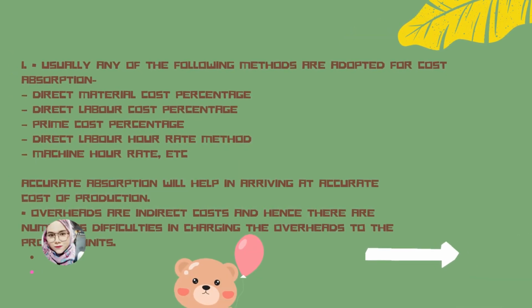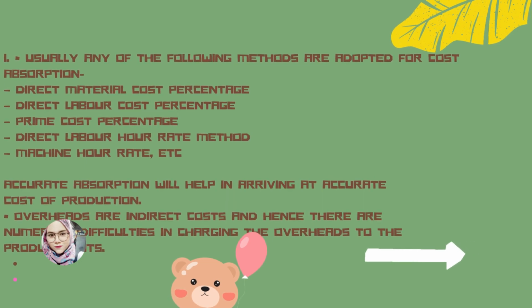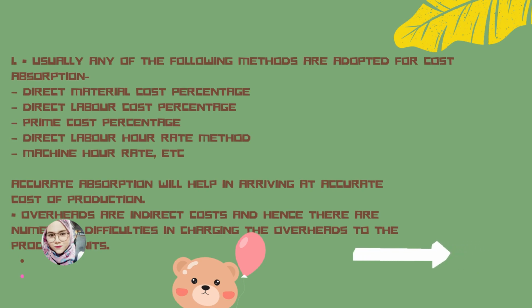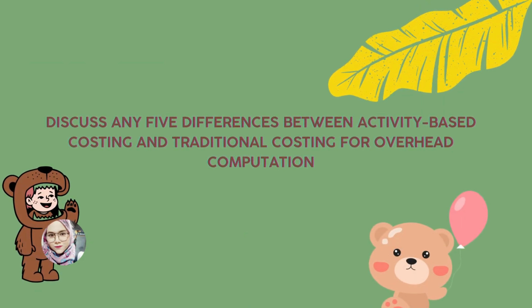We have five methods adopted for cost absorption. 1. Direct material cost percentage. 2. Direct labor cost percentage. 3. Prime cost percentage. 4. Direct labor hour rate method. And last, 5. Machine hour rate. Accurate absorption will help in arriving at the accurate cost of production. Overheads are indirect costs and hence they are difficult to charge.